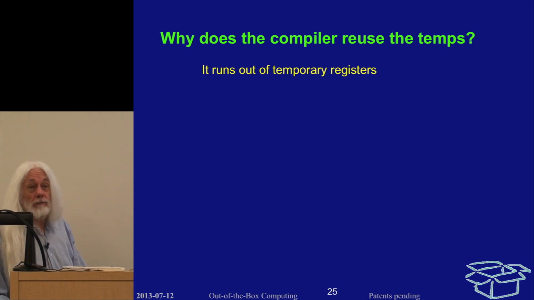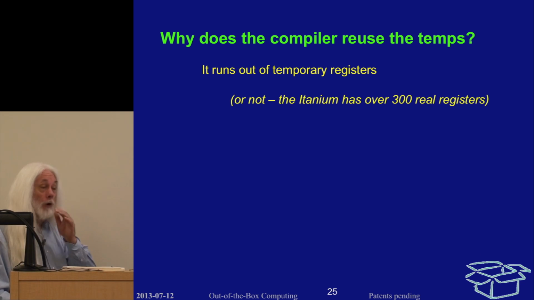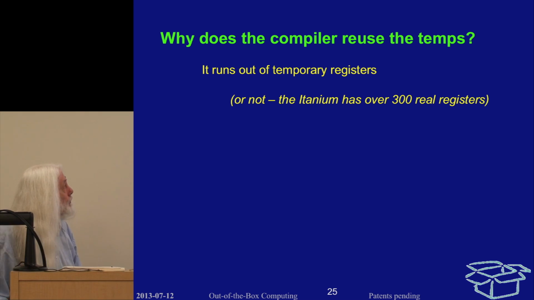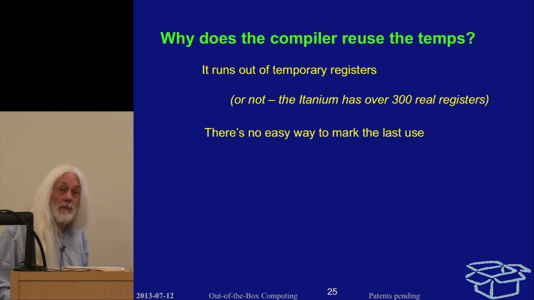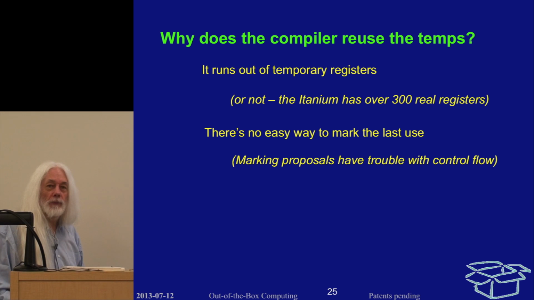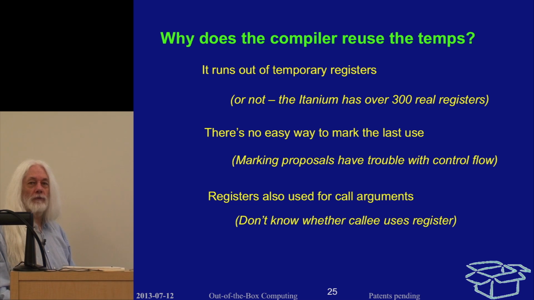Now, why does the compiler reuse the registers like in that example? Well, it runs out of registers. 32 aren't enough. Or, on some machines, even if it doesn't use rename, it still has a ton of registers. There's no easy way to mark the last use, so it's hard for the hardware to know that it's safe to reuse a register. There's been a ton of marketing proposals, but none of them quite work. And the registers are also used for call arguments, and you don't really know whether the called function is going to use them or not all too often.